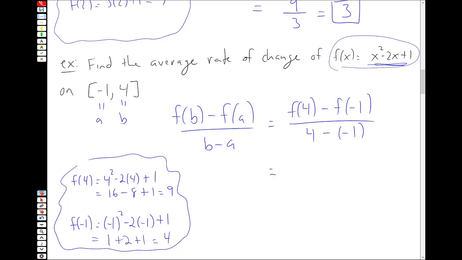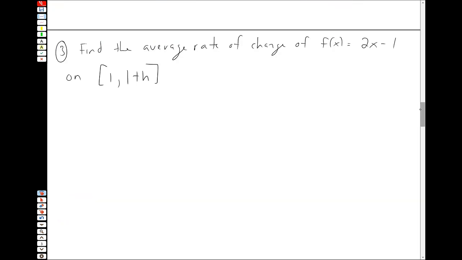So our average rate of change is really just 9 minus 4 over 4 minus 1, that's 5. And so we get, in this case, ooh, very nice, 5 over 5, which is 1. Okay, so the average rate of change of this function on the interval minus 1 to 4 is just 1. And lastly, let's look at a more calculus-like question.